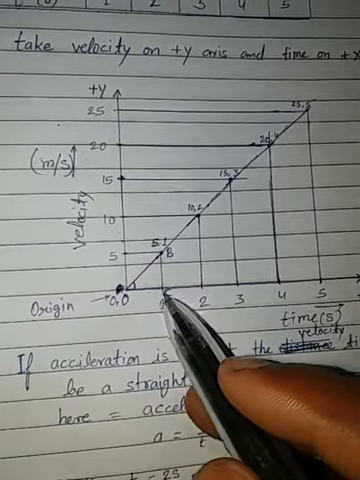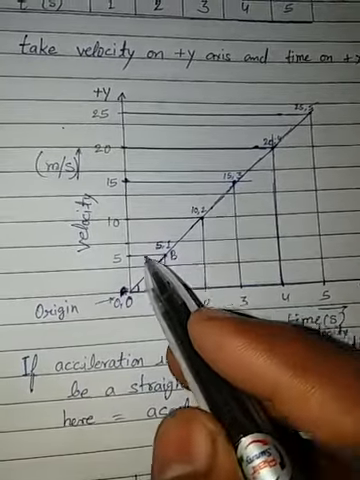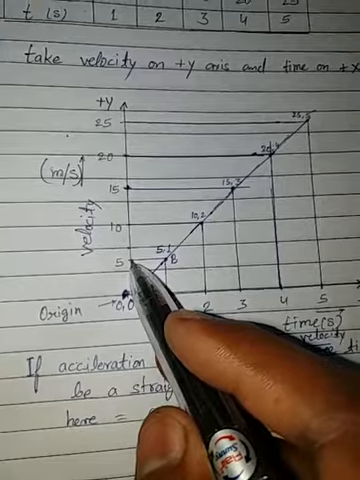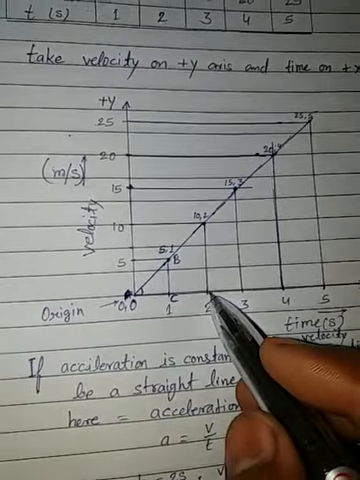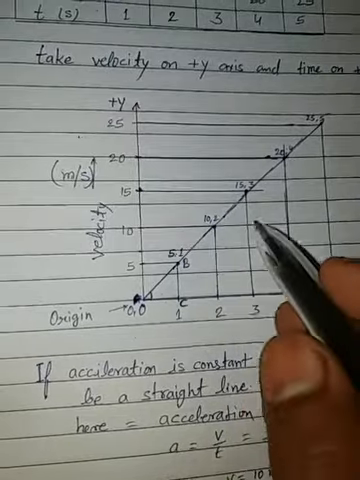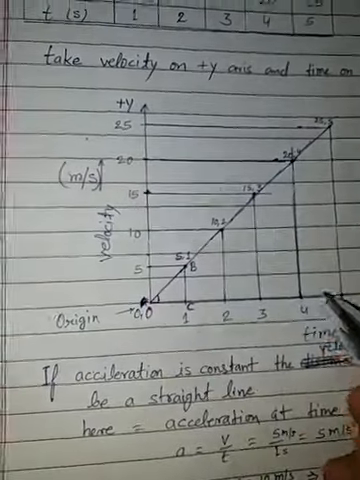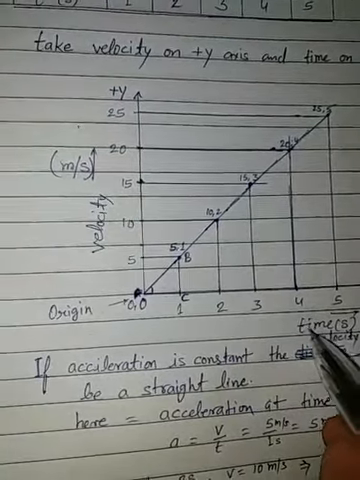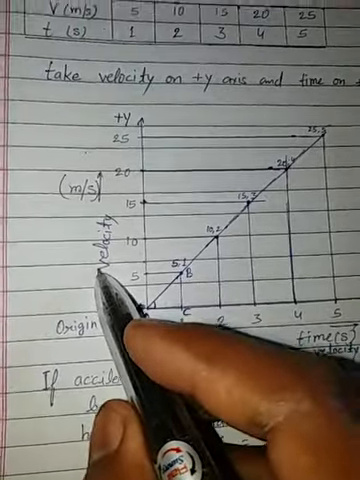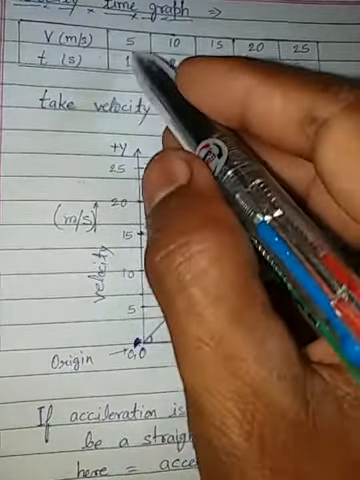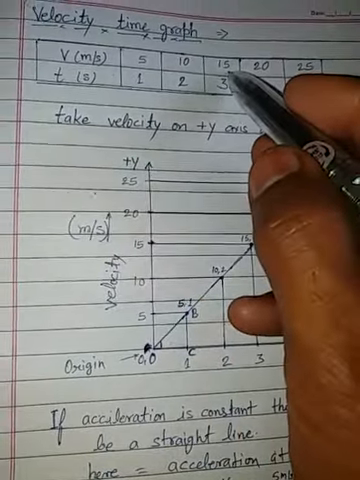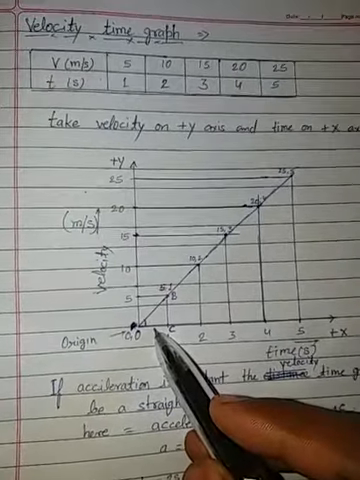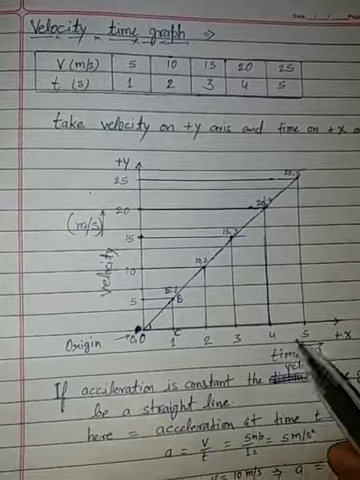So the time intercept 1 second here, we have to match with velocity intercept 5 meter per second. 2 with 10, 3 with 15, and 4 with 20, 5 with 25. By matching time intercept with the velocity intercept according to this table, 1 to 5, 2 to 10, 3 to 15, 4 to 20, 5 to 25, we are getting velocity time graph.